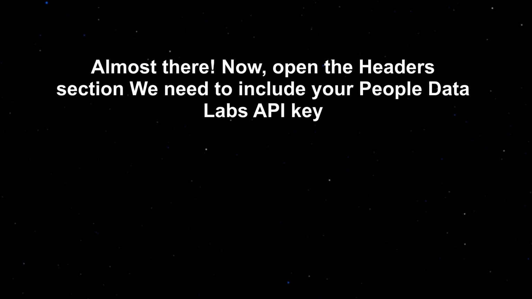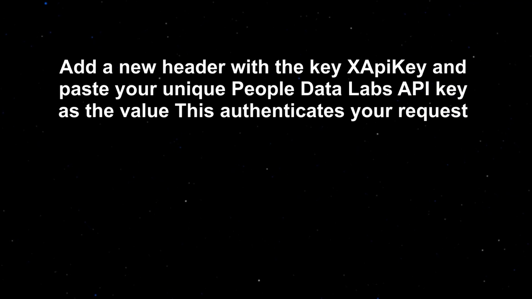Almost there. Now, open the header section. We need to include your People Data Labs API key. Add a new header with the key API key and paste your unique People Data Labs API key in the value. This authenticates your request.